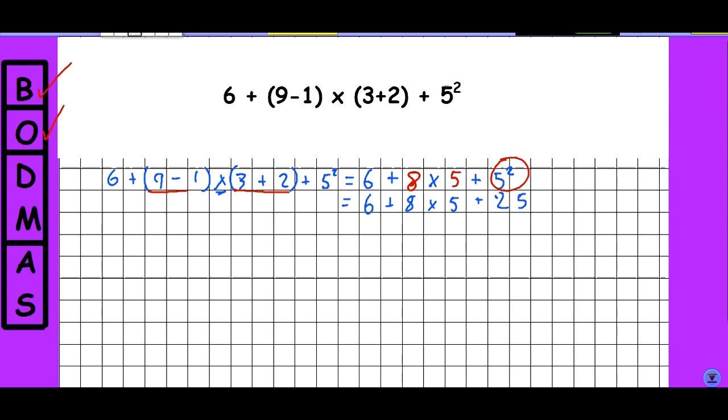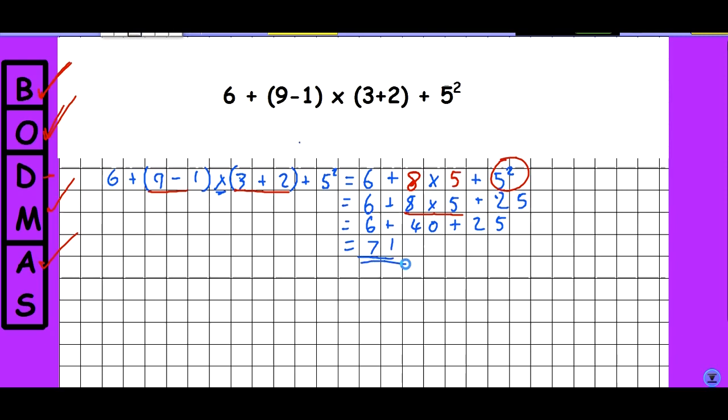What do we do next? Well, we worked on our list, we've done our brackets, we've done our orders. There's no division in this case. We've got some multiplication. There we go, multiplication. That's the next part we're going to solve. Write it out again. 6 plus 8 times 5 is 40 plus 25. And we are very close to being done. The only thing left to do in this case is addition. There is no subtraction. So 6 plus 40, 46, plus 25 is 71.